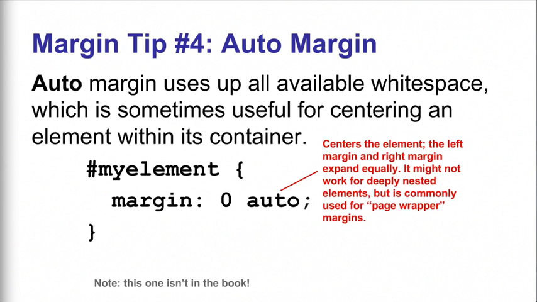The last margin tip is the use of auto margin to center content within its container. Setting the margin to auto will allow the margin to fill all available space. When both left and right margins are done this way, the effect is to push the element to the center. And no, this one is not in the book.